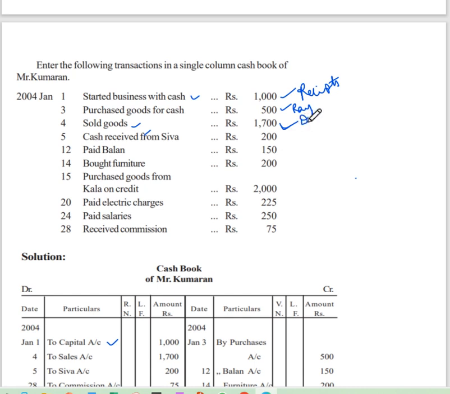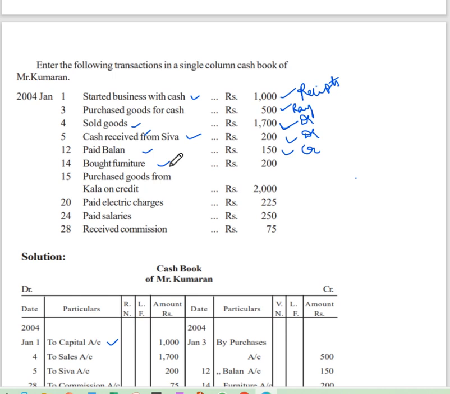This is a debit, cash receipts. Okay, cash received from Shiva. Directly we are saying it's a cash receipts. We have received the cash from Shiva. This is debit side. Next, paid Balan, rupees 150. We have paid 150 rupees to Mr. Balan. This is a cash payment, credit side.